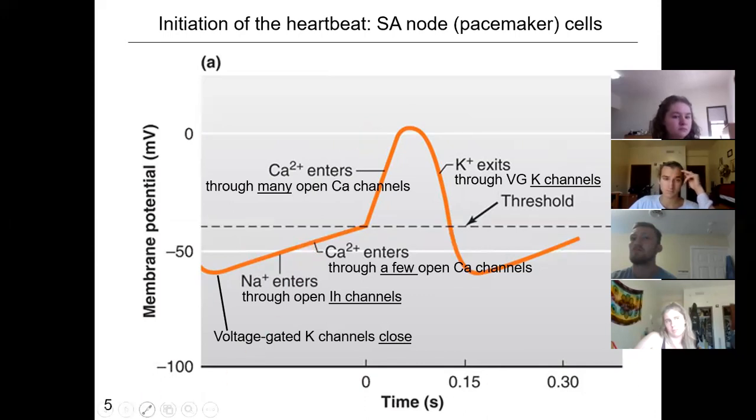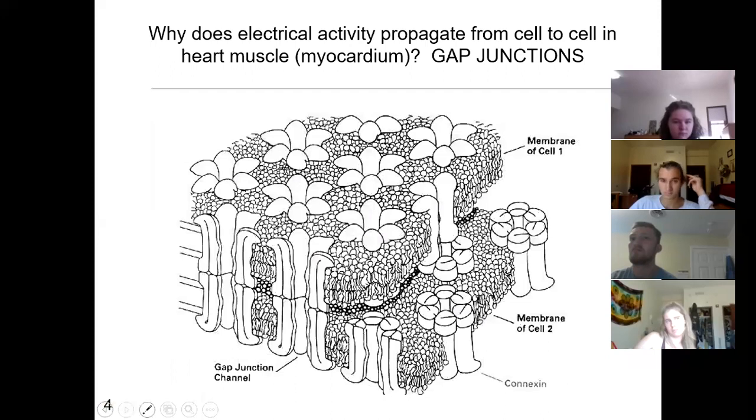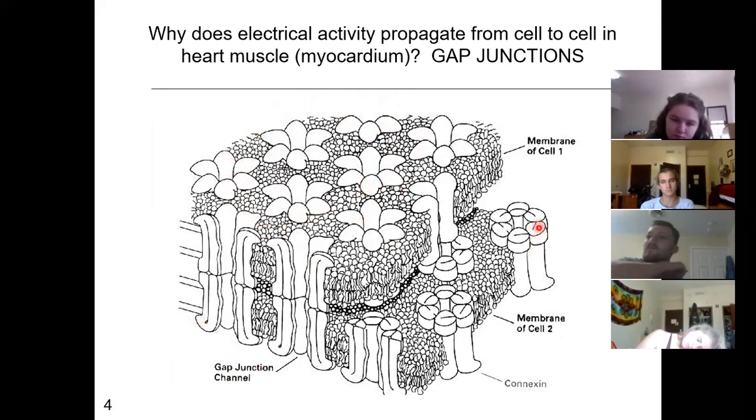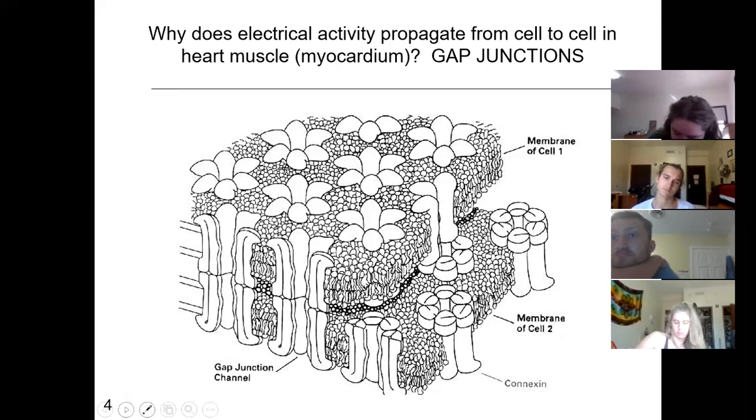Now the question is, why do these action potentials spread throughout the heart? They spread throughout the heart because there are gap junctions between the cells. And so if this cell fires an action potential, that depolarization spreads through these gap junctions from one cell to the next cell. And so if this cell fires an action potential, this cell receives the depolarization and fires an action potential. So they are coordinated. They are connected one to the next, to the next, to the next in a network of gap junction dependent connections.